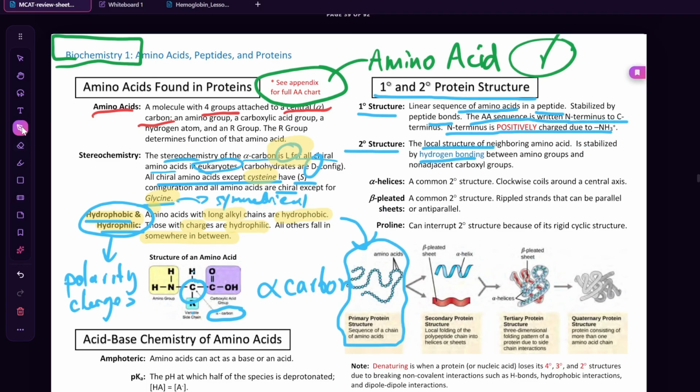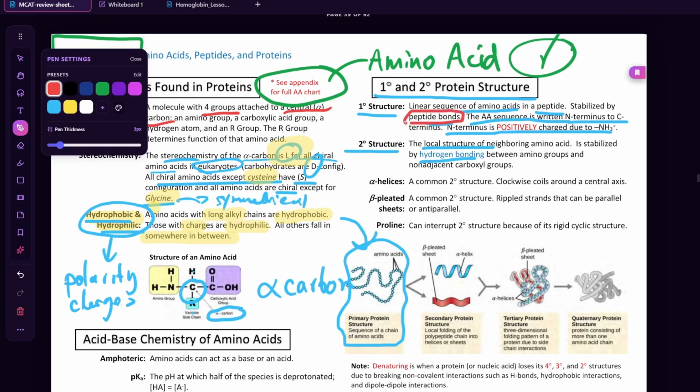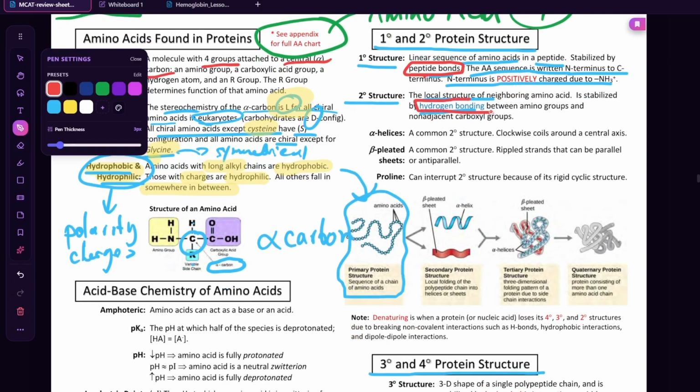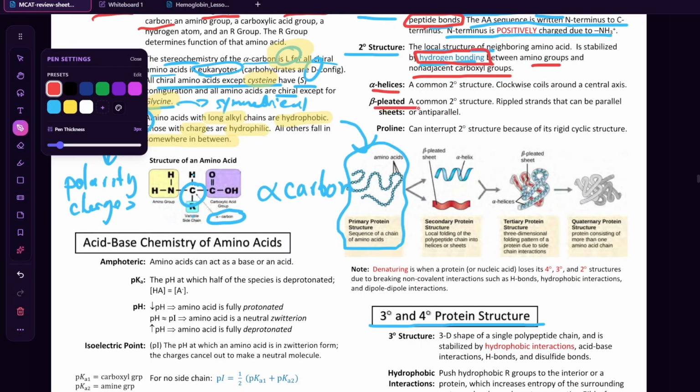So the other one, as I showed, was stabilized by peptide bonds, right? But secondary structure is now stabilized by hydrogen bonds between amino groups and non-adjacent carboxyl groups. And then alpha helices and beta pleated sheets are common in this secondary structure here. So an alpha helix looks like this, and a beta pleated sheet looks like this. And so that is known for local folding for secondary.